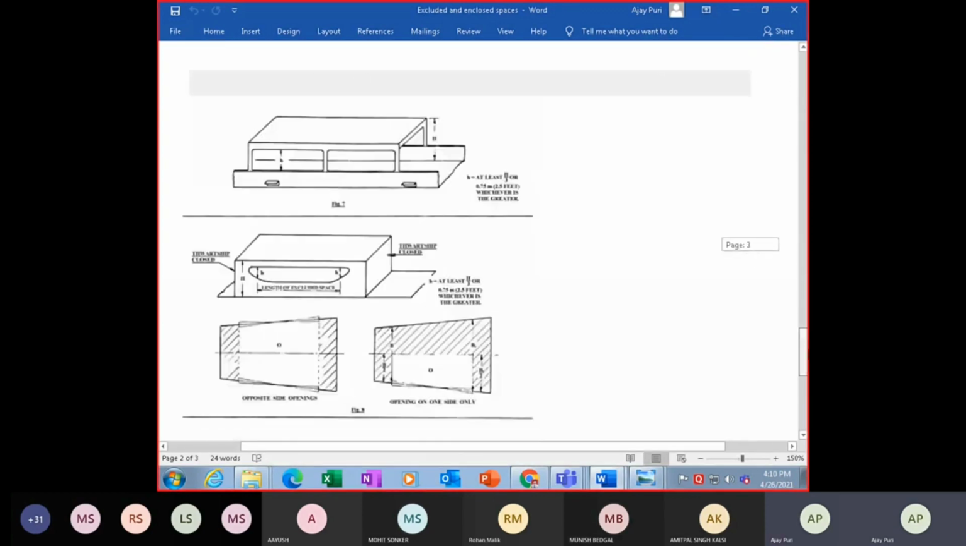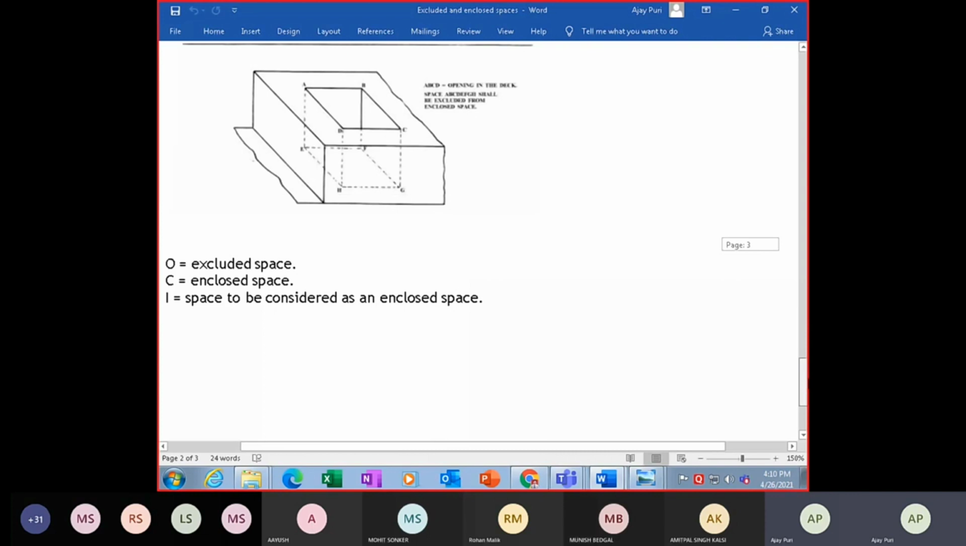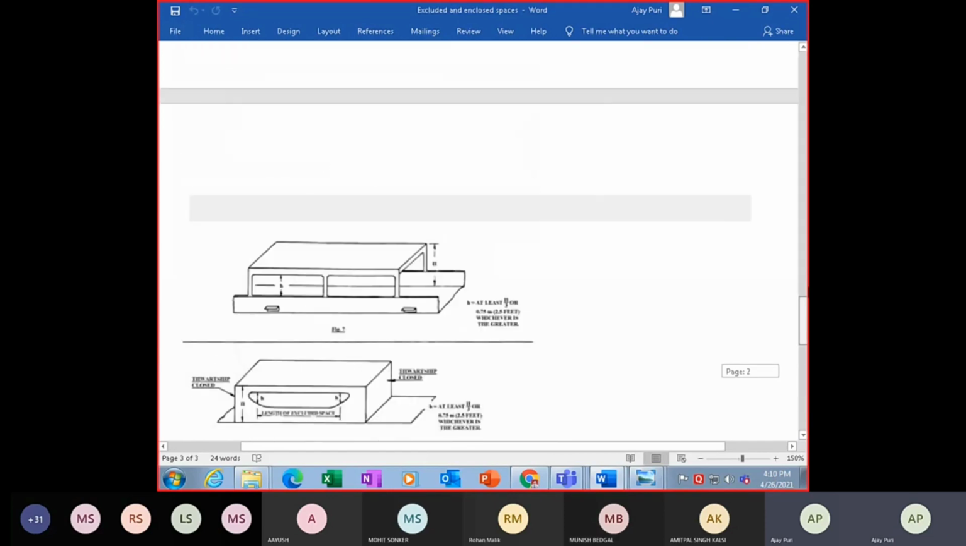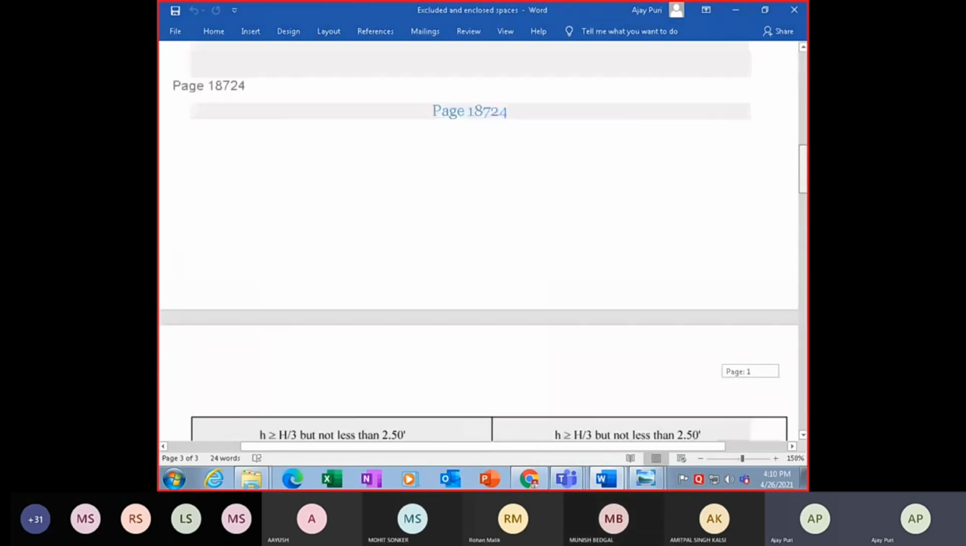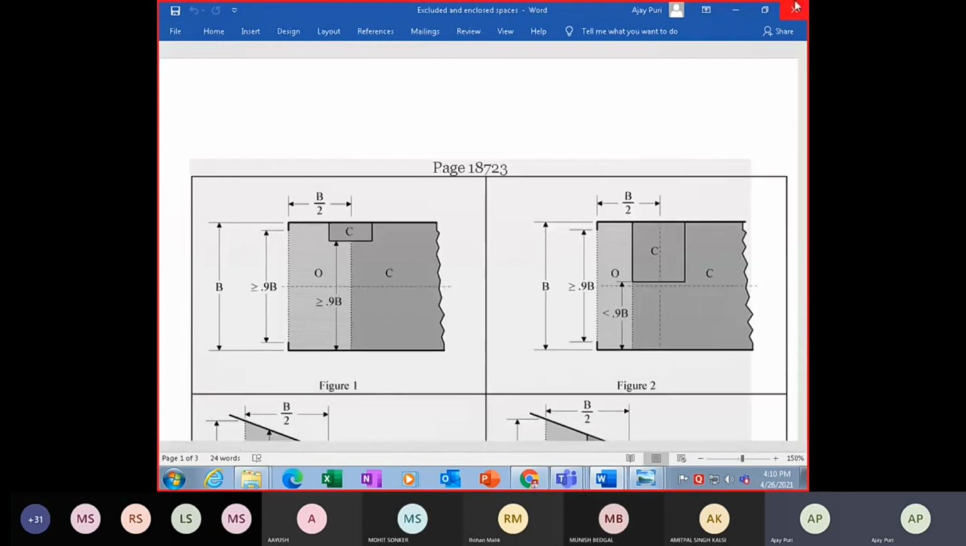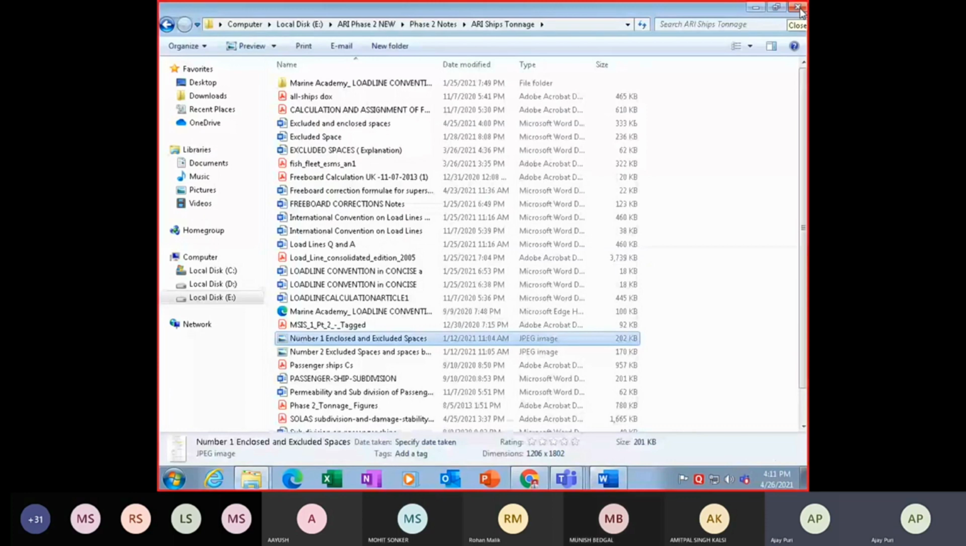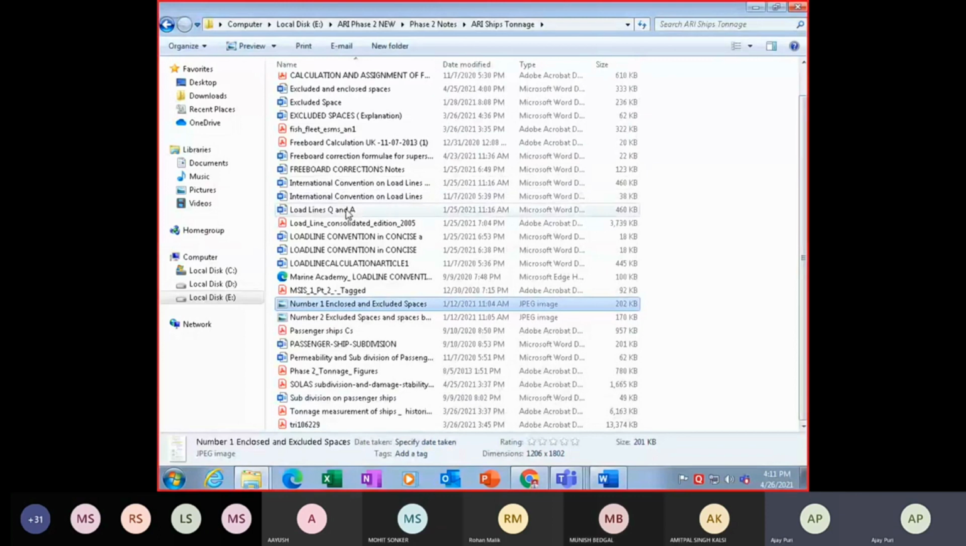Right, so I've done all your explanations now twice. So O is excluded space, I is space to be considered as enclosed space, and C is enclosed space. That's the norms given there. So I hope you understood now after explaining twice. So now we'll come to your other tonnages, that is your gross tonnage, net tonnage, that will be coming.